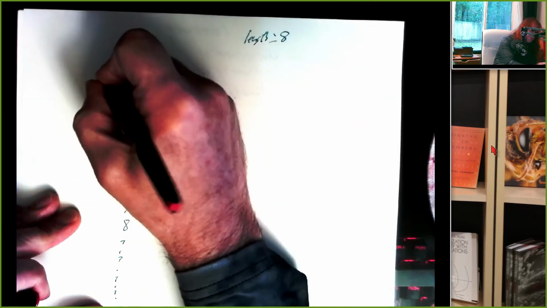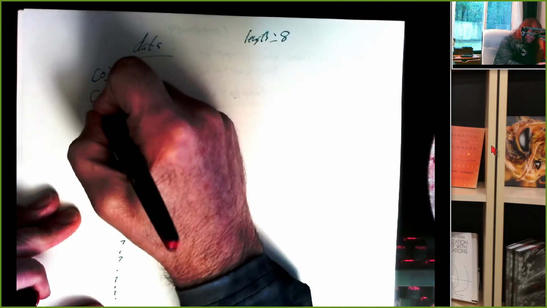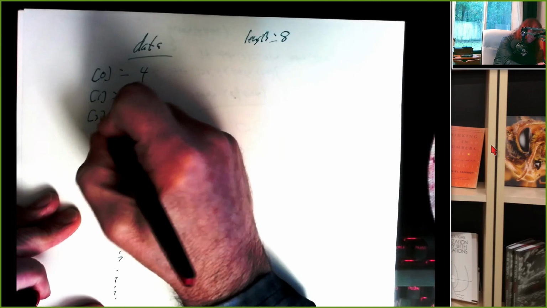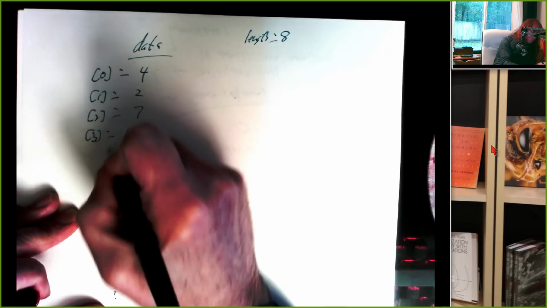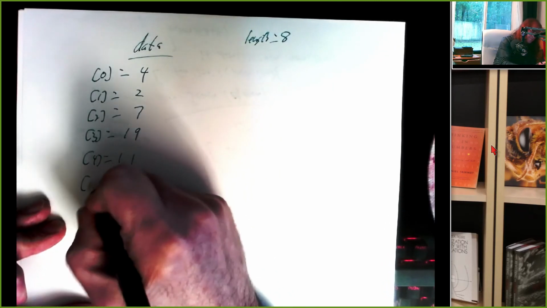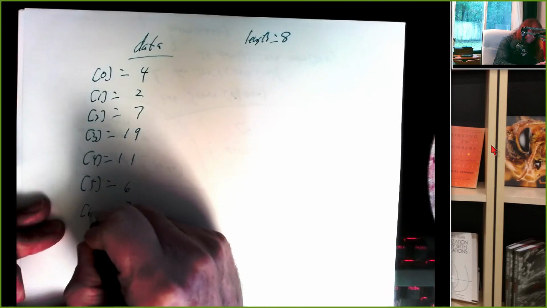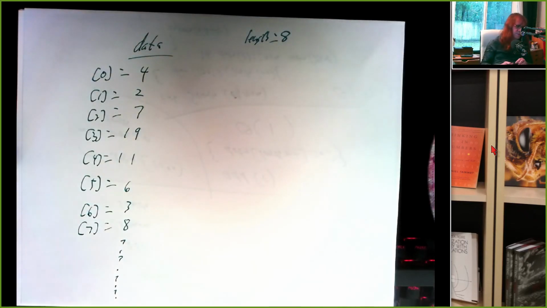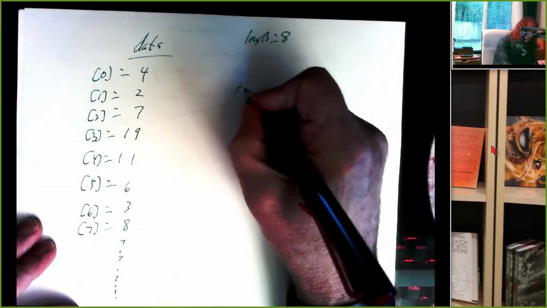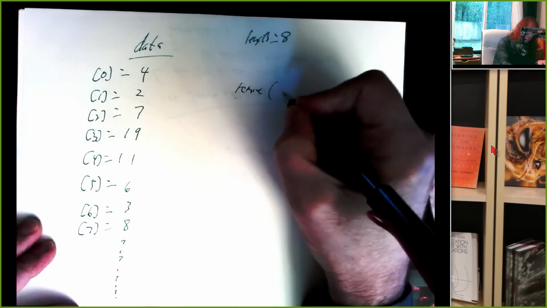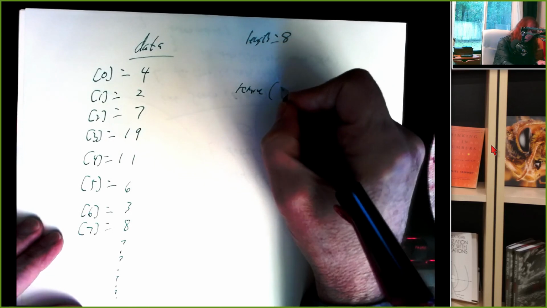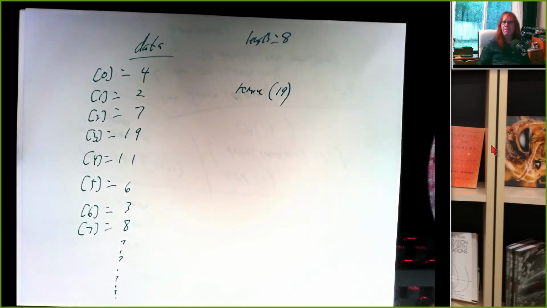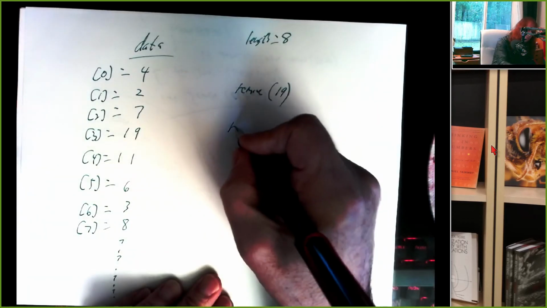So my length is equal to 8. Here's what's stored in my array so far. And let's say I want to remove 19. So how would I write my remove function?